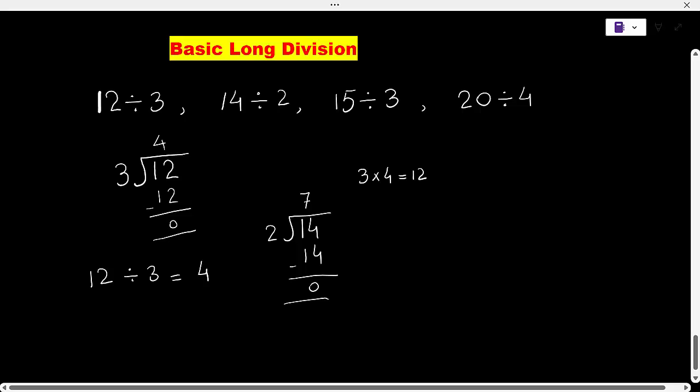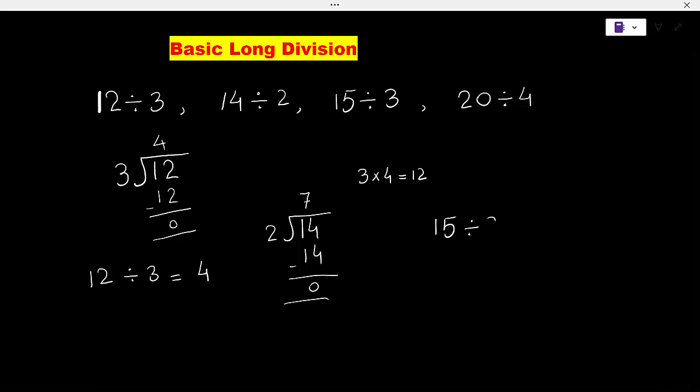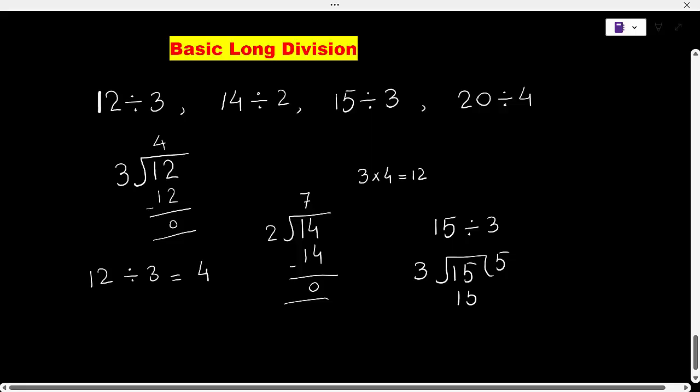Okay. Similarly, we have 15 divided by 3. So for 15 divided by 3, we have to put 15 inside the division box and 3 in front of the division box, and we have to check how many times 3 goes into 15. So you know that 3 times 5 is 15. So you can write here the answer of the product and subtract, we get 0. So our answer is 5.